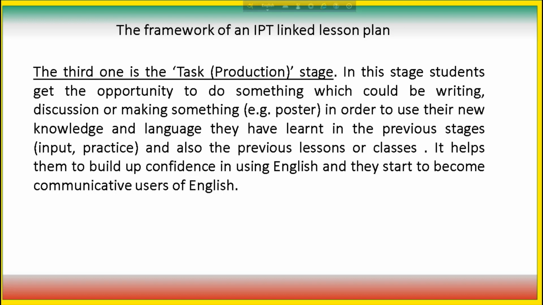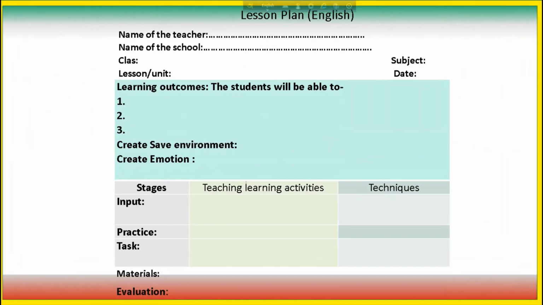Okay, so we can say that the framework of an IPT link lesson plan has 3 stages. And dear honorable trainers, I think all of you are very clear of this. This is the IPT link lesson plan's format. Here is the name of the teacher, name of the school, class, unit, subject, and also learning outcomes. Learning outcomes that the students will be able to achieve from this topic, from this unit, from this lesson. We have some learning outcomes of every lesson. Okay, every lesson. So it may be 2, 3 or more.